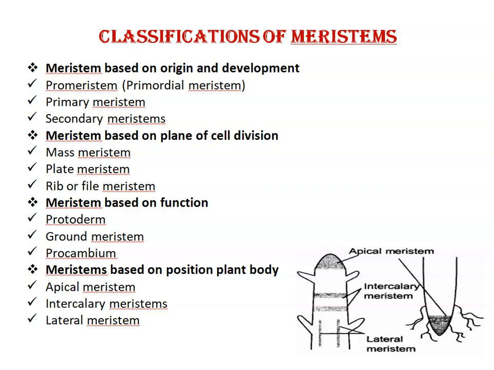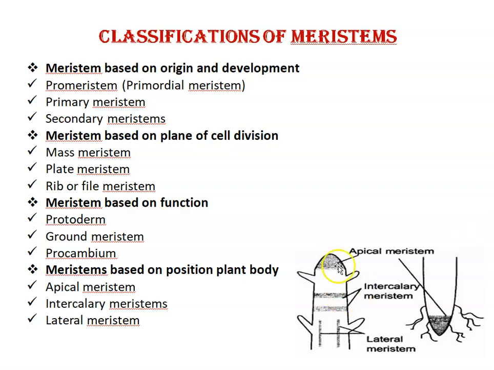Next is classification of meristem. First, we will talk about meristem based on origin and development. On the basis of origin, meristem cells are divided into three types: promeristem, primary meristem, and secondary meristem. Promeristem or primordial meristem is a group of cells which represent primary stages of meristematic cells. For example, root and shoot apex.